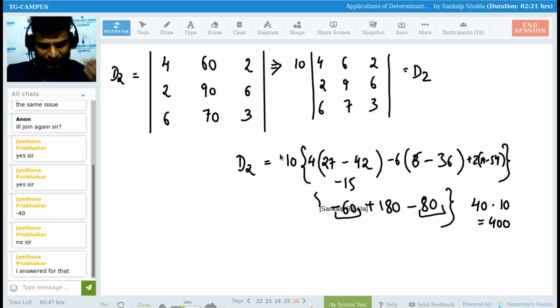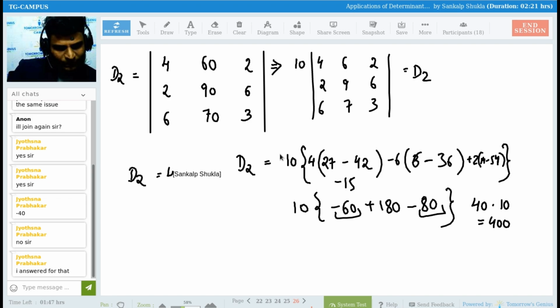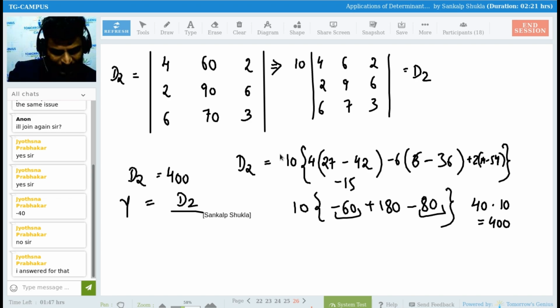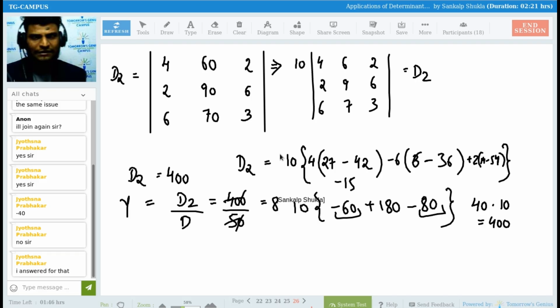I am getting a totally different answer. 180 minus 140 is 40 and 40 into 10 is 400. So D2 is supposed to be 400. When D2 is 400, that means the value of Y will be D2 over D, that is 400 by 50. Yes, this is the correct answer because I clearly remember that the value of Y was 8. If D3 is also 400, then Z is 8.